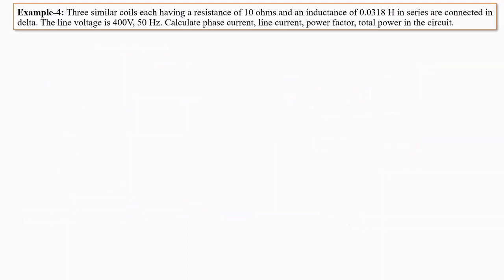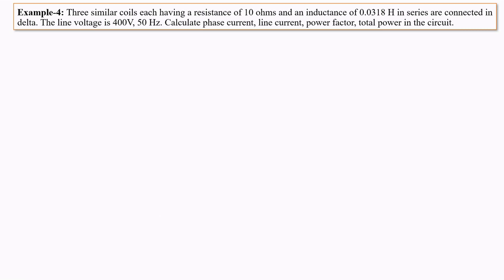Now the question number 4. Three similar coils, each having resistance of 10 ohms and inductance 0.0318 Henry in series, are connected in delta. The line voltage is 400 volt 50 Hz. So calculate the phase current, line current, power factor, and total power in the circuit.